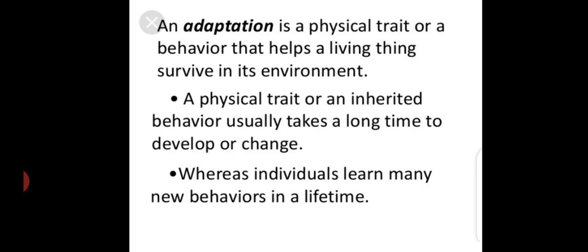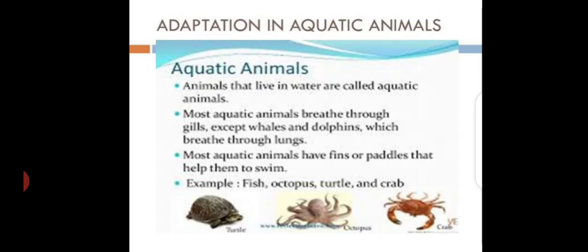An adaptation is a physical trait or behavior that helps a living thing survive in its environment. A physical trait or behavior that helps a living thing survive in its environment is known as adaptation. A physical trait or an inherited behavior usually takes a long time to develop or change, whereas individuals learn many new behaviors in a lifetime.